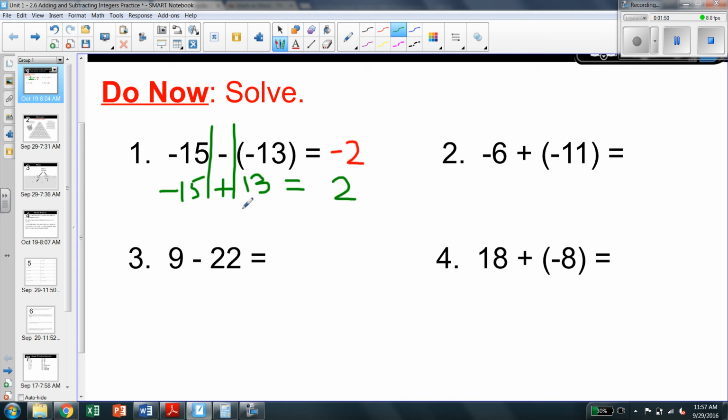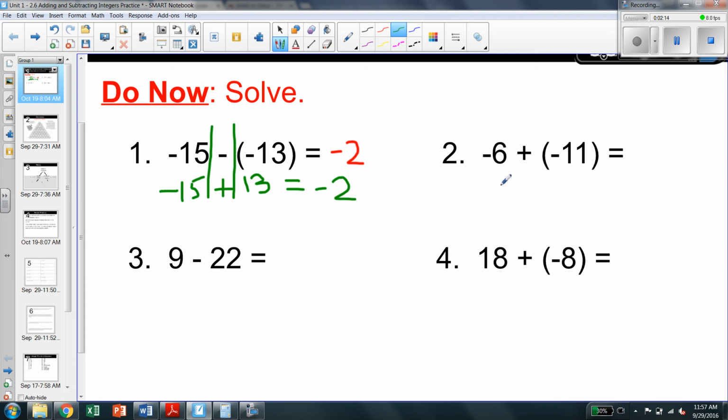Then I should think, what is there more of? Are there more negatives, or are there more positives? In this case, there are more negatives. Another way we've thought of it is we've used the phrase, keep the sign of the greater absolute value. So this absolute value is greater than this absolute value. Since this one happens to be negative, our answer stays negative.